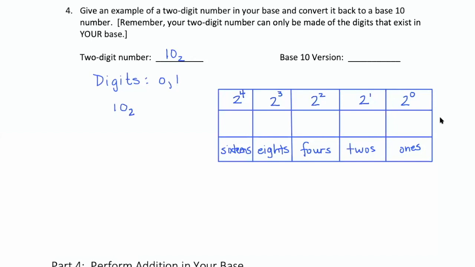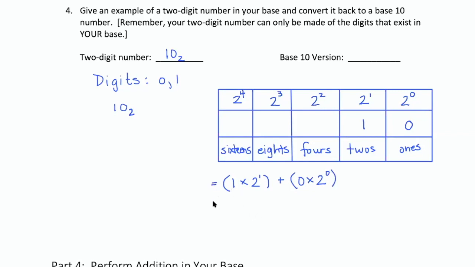Now here's how I'm going to use the chart, but in reverse. My number is 10. Remember that the rightmost position is always your 1s, and in base 2, the next position over is your 2s. So fill in your number into the chart. Now I just write out that expansion that you saw me do before. I have a digit of 1 in the 2 to the first place, plus I have a 0 in the 2 to the 0 place. Okay, now you just do the math.